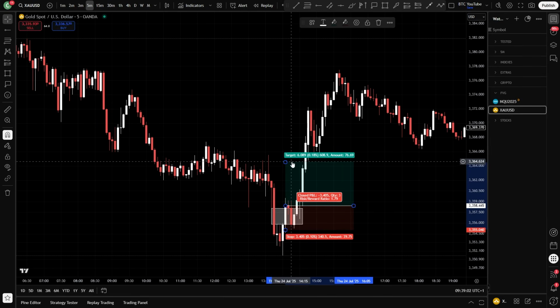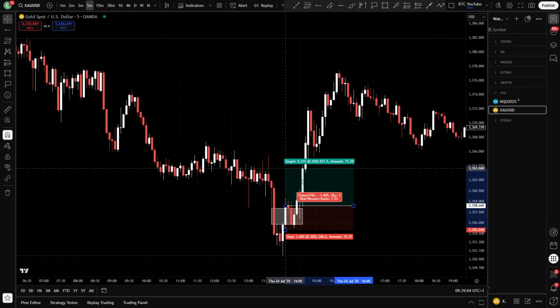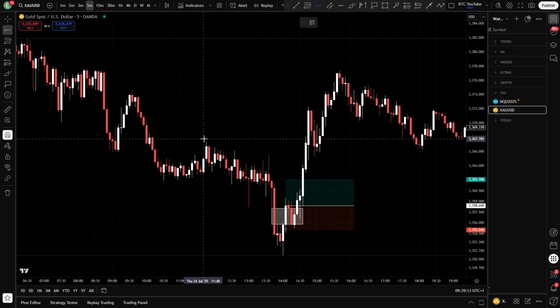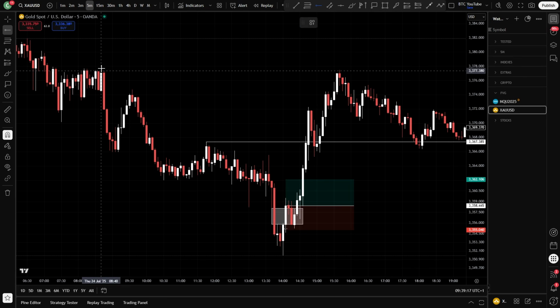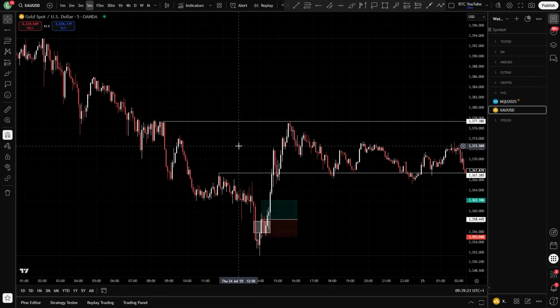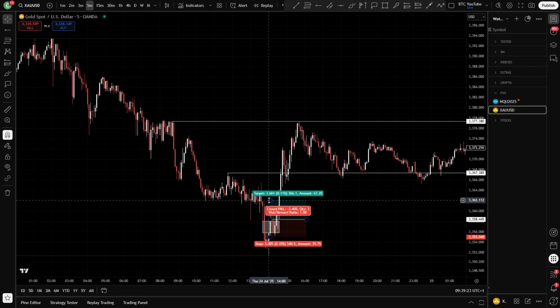Fair value gap. Inversed. Targeting a 1 for 1. You come up, you hit your 1 for 1. If I can get my magnet to stop playing silly buggers. 1 for 1 hit. Go break even on the rest. Next target's here. And then final target probably either here or here, depending on how far and how greedy you were feeling. But obviously this would have been an absolute banger as well.